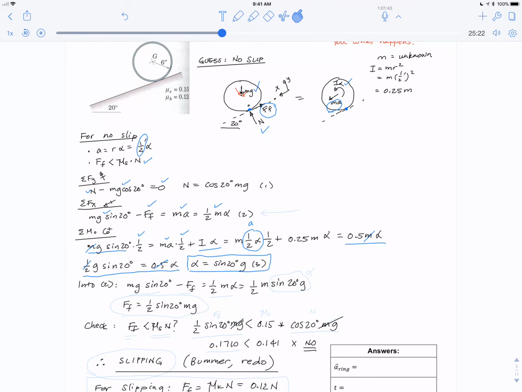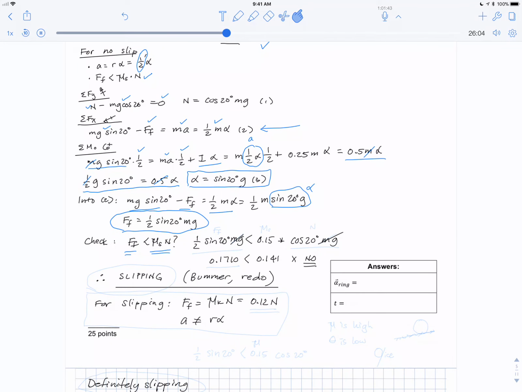Okay, so I'm going to take that alpha, put it into equation 2 and solve, so you get mg sine 20 degrees minus f equals 1/2 m alpha, but alpha is sine 20 degrees times g. So there we go. That is alpha. Okay, and you just simplify that out. You put the f on one side, bring the 1/2 mg on the other side, and you end up with this, and solve it for the friction force. So before we go any further, and plus I already knew that it's slipping, let's check if it's slipping. Is this friction force less than mu static times the normal force?